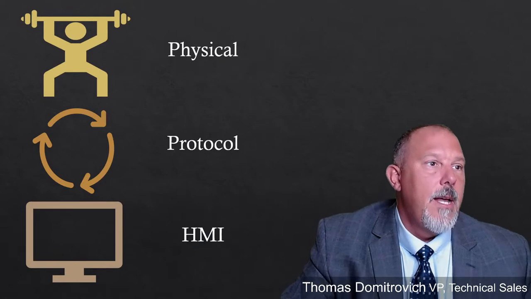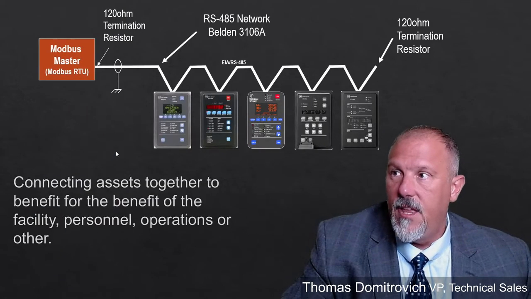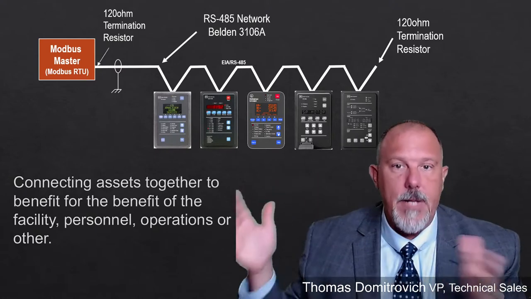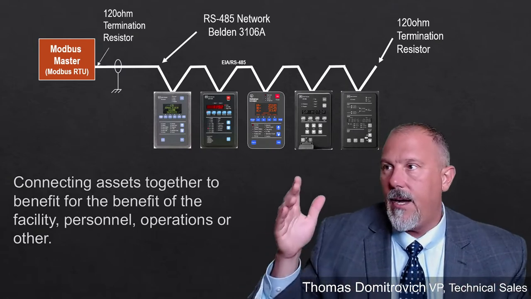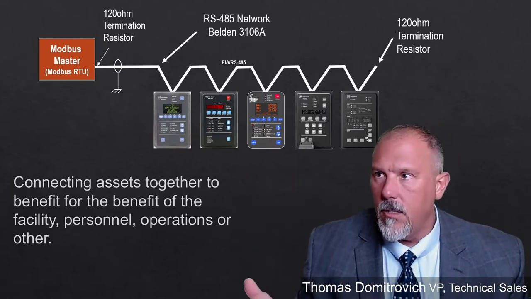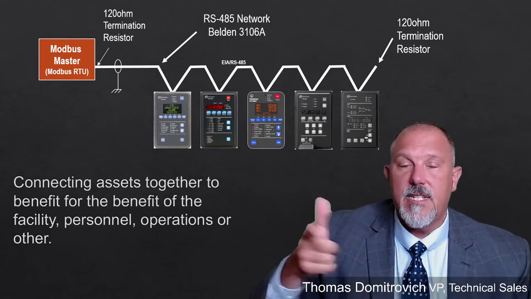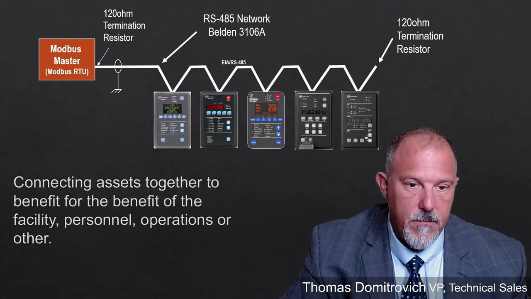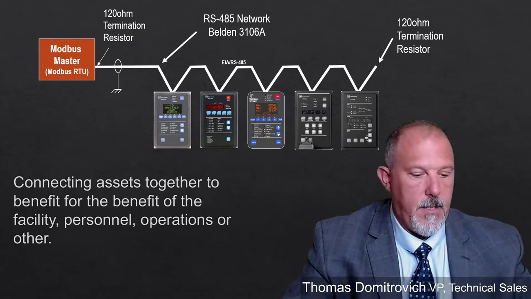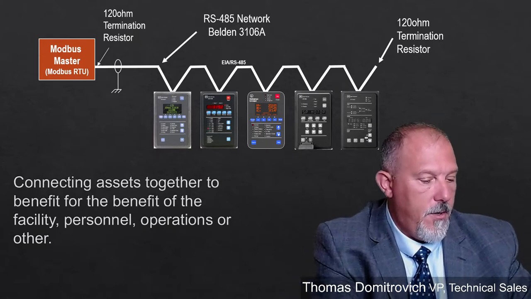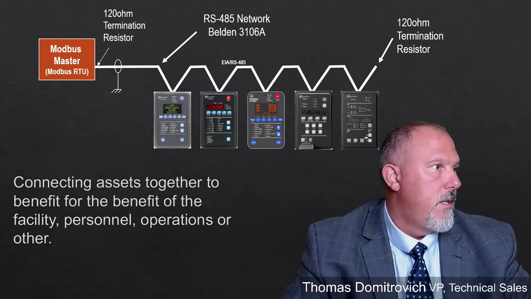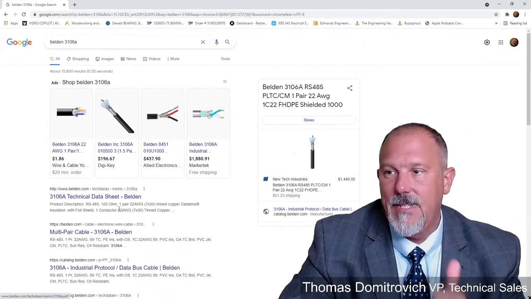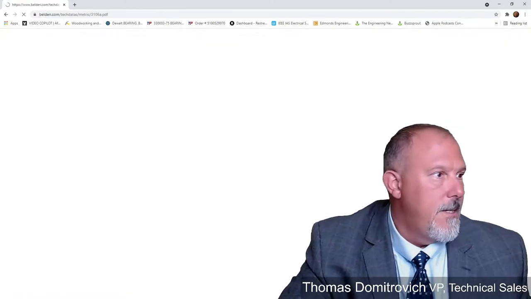So let us first talk about the physical layer. Now, what I'm showing here are meters and relays, all connected together, and I'm calling it an RS-485 network. You'll notice it says a Belden 3106A. I don't even know if that's an existing product, because I used to do this back in the day, 3106 Belden wire. So it is a Belden wire.